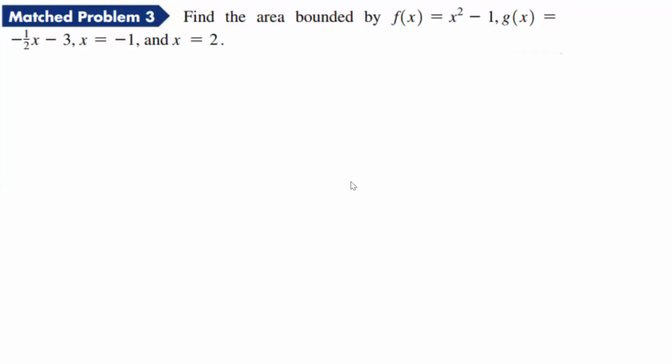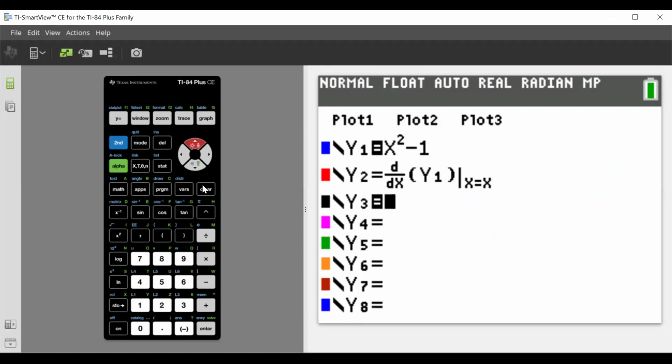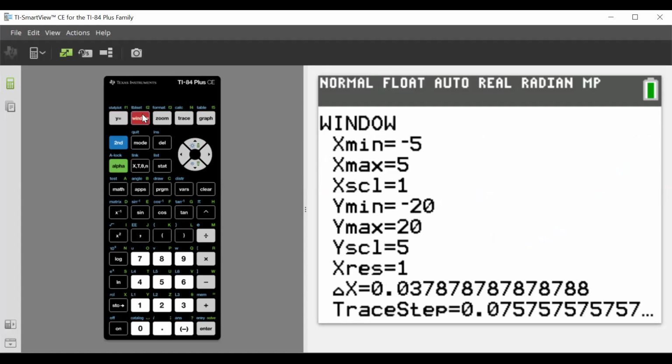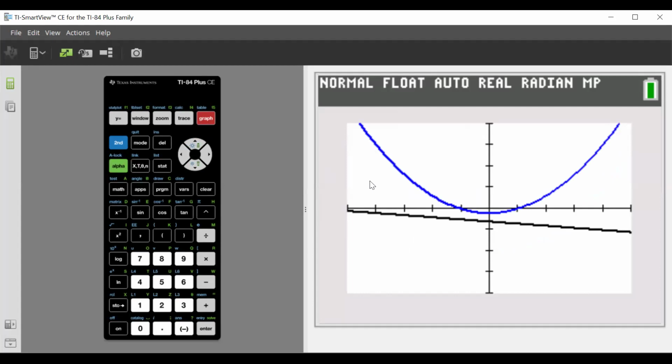All right, so now we're supposed to find another area. And so on this one, let's go ahead and make sure we know what they look like. That's always a good thing to do when you're doing these, just to make sure. So we have, oops, I should have left that there. It was x squared minus 1. And then the other one was going to be minus 0.5x and then minus 3. And we want to go, that looks like a good window, so hopefully that'll fit everything. All right, so that's going to be our graph. And we want to find that area between a minus 1 and a plus 2.